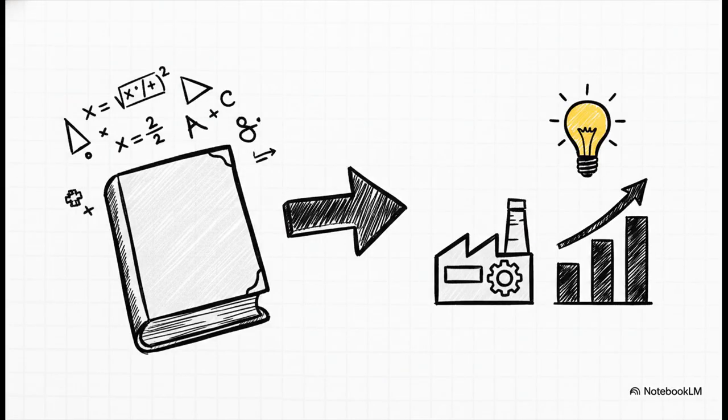Well, the application is incredibly direct and powerful. As our source material points out, this method is basically custom-built for business optimization problems. Here's a classic example. Imagine your company produces two different products, product A and product B. You want to figure out the exact number of each to produce to make the most profit. But you're constrained. You only have so many machine hours available in a day, and you only have a finite amount of raw material. This scenario is a textbook Lagrange multiplier problem.